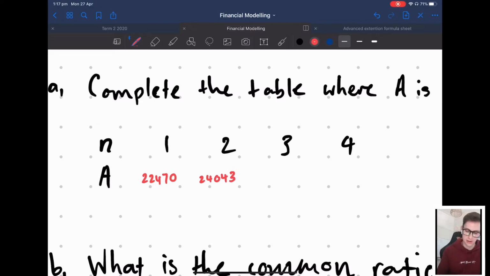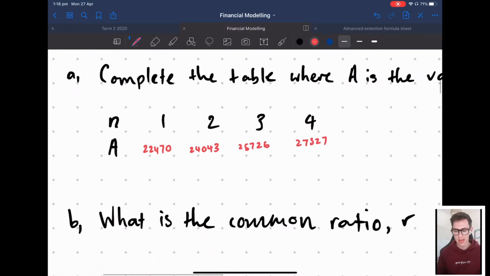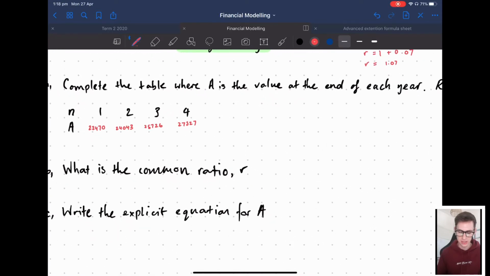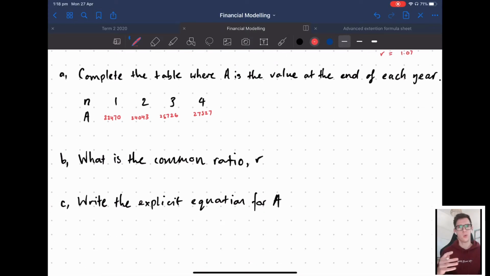You're going to continue that pattern. So this number times 1.07, adding on the interest at the end of the year, you would get 25726 and 27527. So you can see that the amount in the bank at the end of each year is increasing quite quickly. 7% is actually quite a steep interest rate. Generally, bank accounts have between like 1.7 to 3% being like quite high.